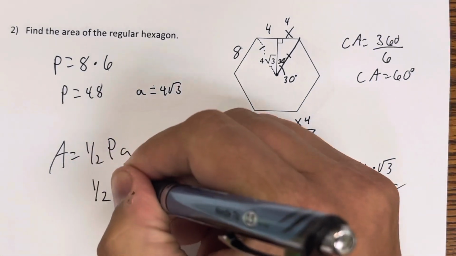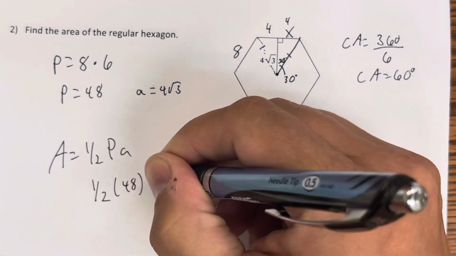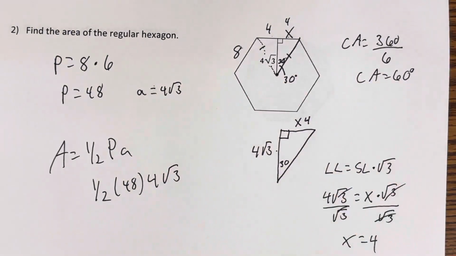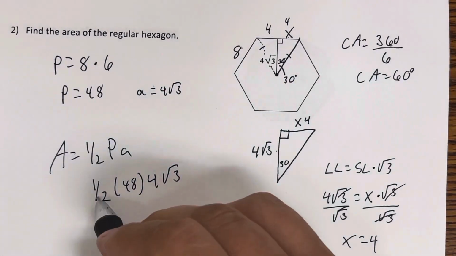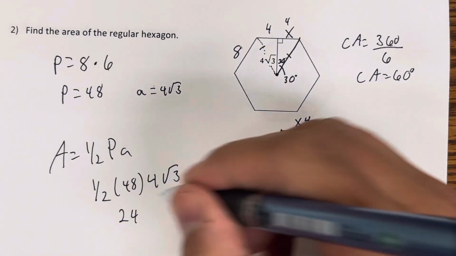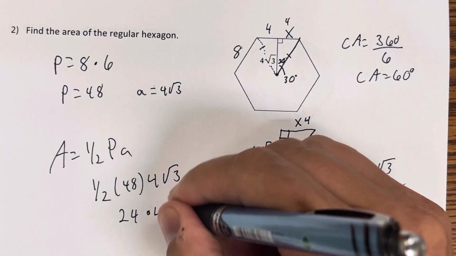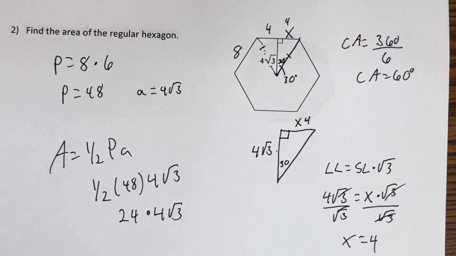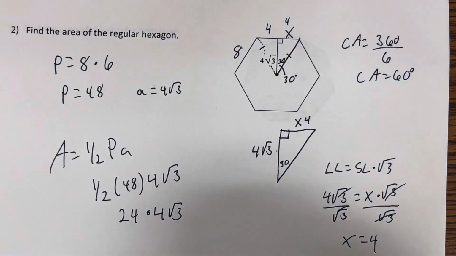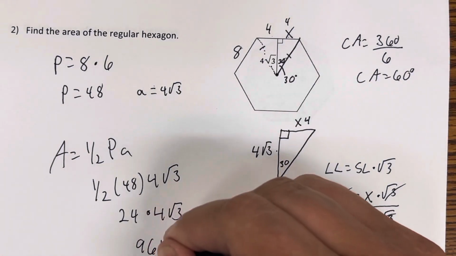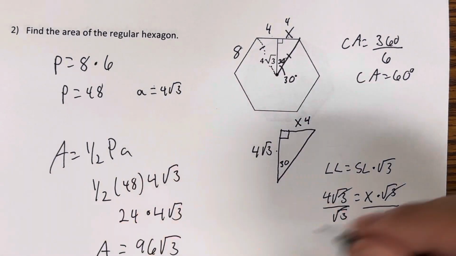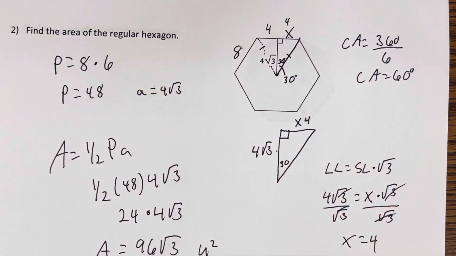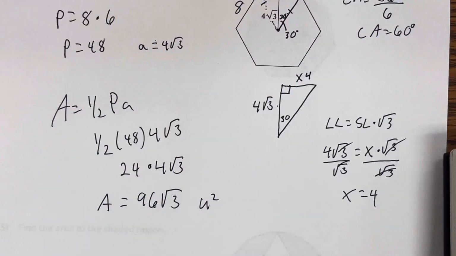So 1/2 times 48 times 4 times the square root of 3. I'm going to leave this one in exact form. Half times 48 is 24 times 4 root 3. And 24 times 4 is 96 times the square root of 3 equals the area. And that's units squared. I could also get a decimal for that if I chose to.